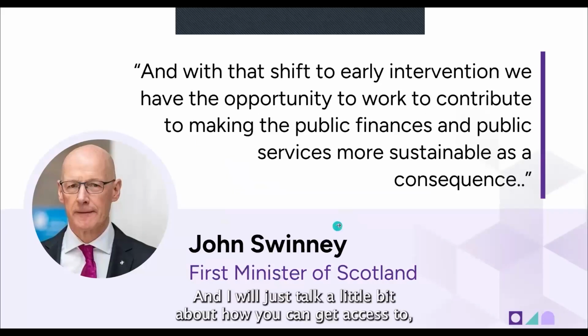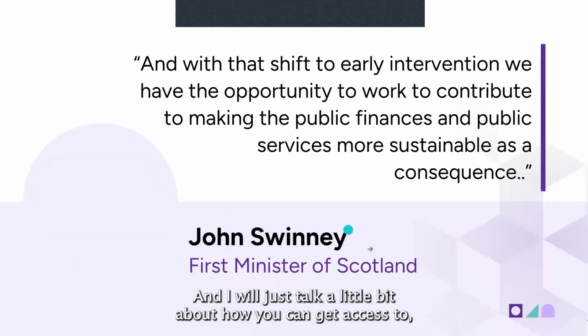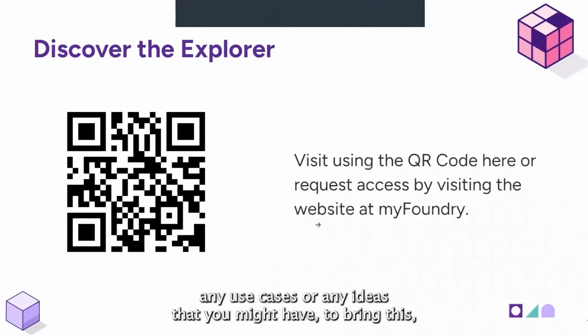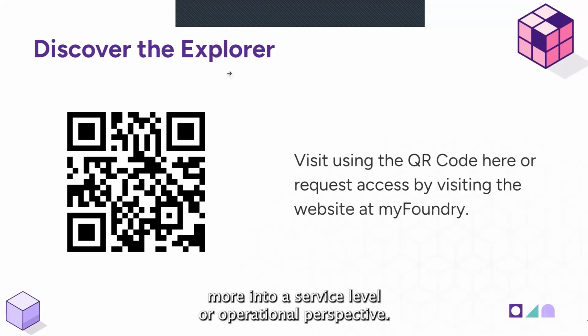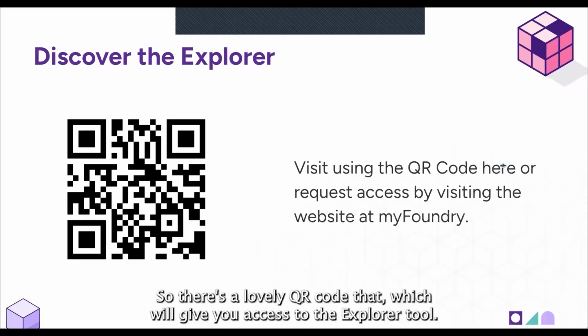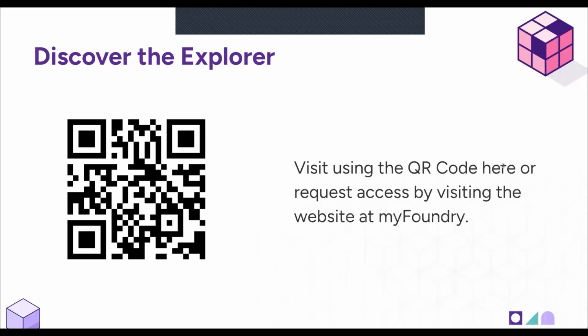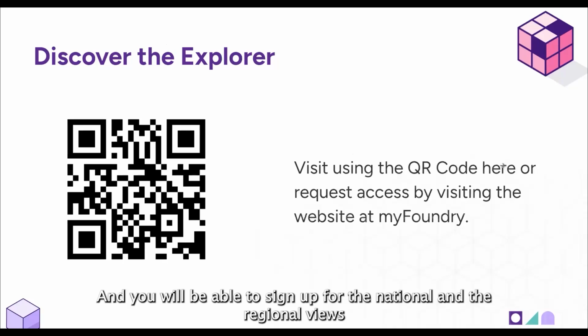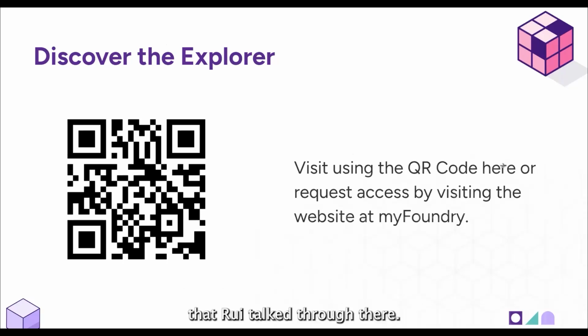I will just talk a little bit about how you can get access to our Explorer tool, as well as how you can get in touch to discuss any use cases or any ideas that you might have to bring this more into a service delivery or operational perspective. There's a lovely QR code there which will give you access to the Explorer tool. Just follow the instructions to register through our portal, My Foundry, and you will be able to sign up for the national and the regional views that he talked through there.